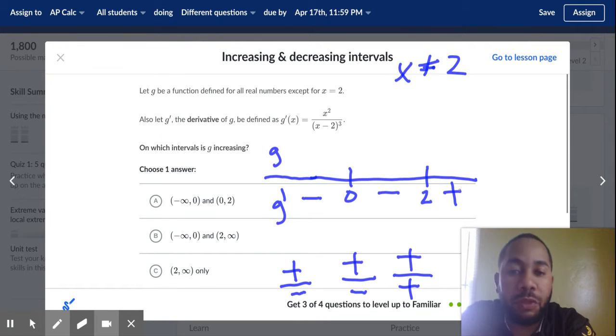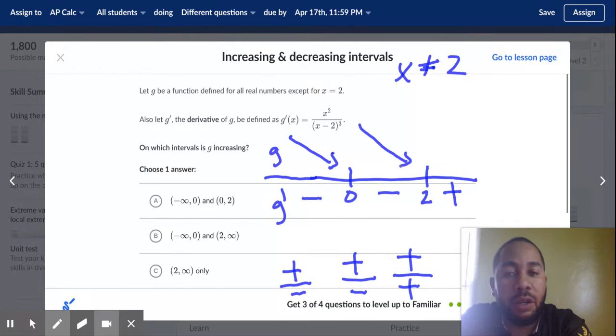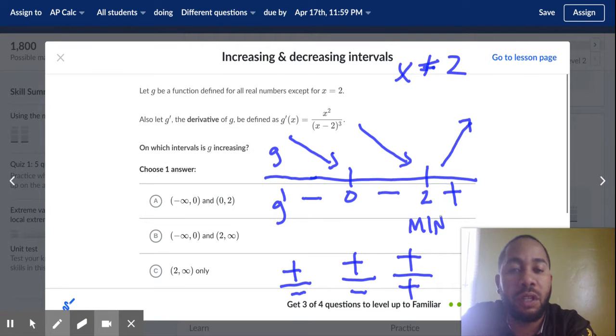What does that tell me about the original function? Well, if the slope is negative, I know it was going downward. I know it was going downward. And then I know it began to increase when the slope was positive. So I know that this is a minimum point. This is a minimum, some relative minimum. We don't know if it's the lowest. I know 0 is a flat point. It didn't change directions. Okay? It didn't change the directions.